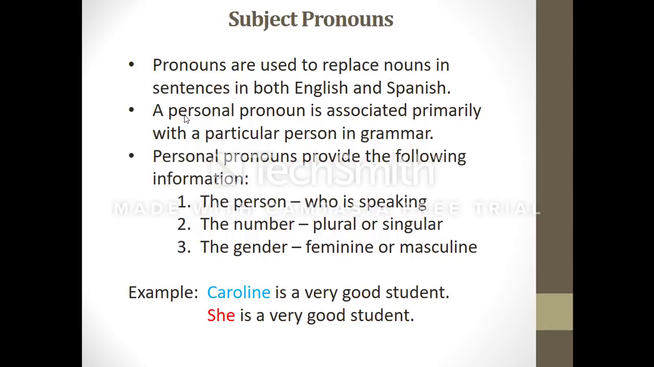1, the person who is speaking. 2, the number. Is it more than one person speaking or just one, singular? And finally, the gender. Is it boy or boys, or is it a girl or girls?